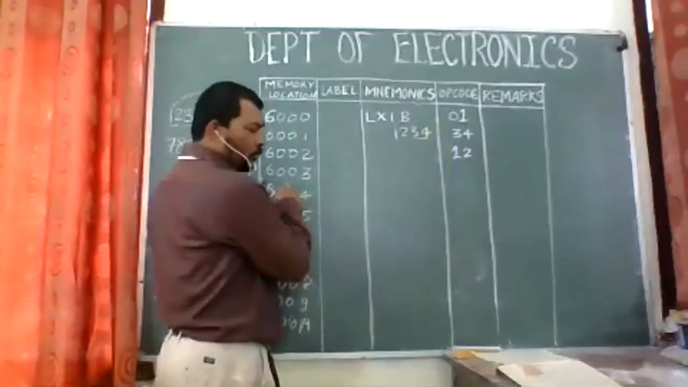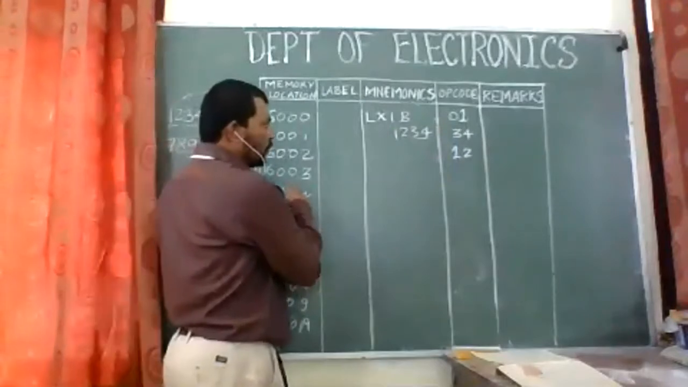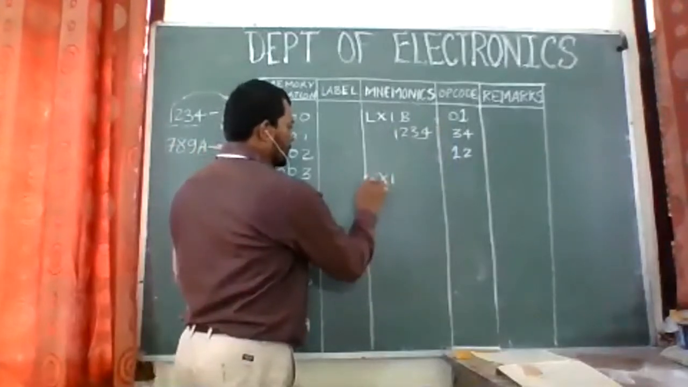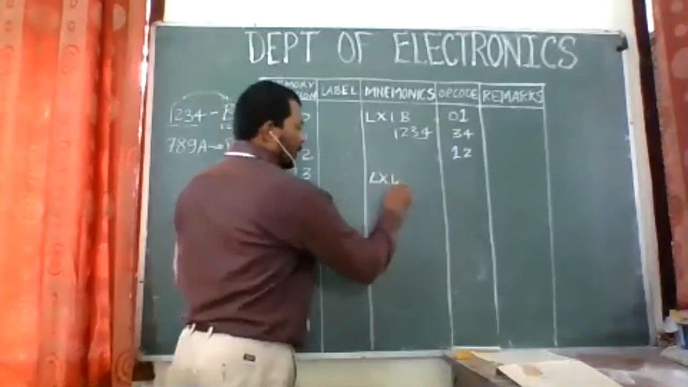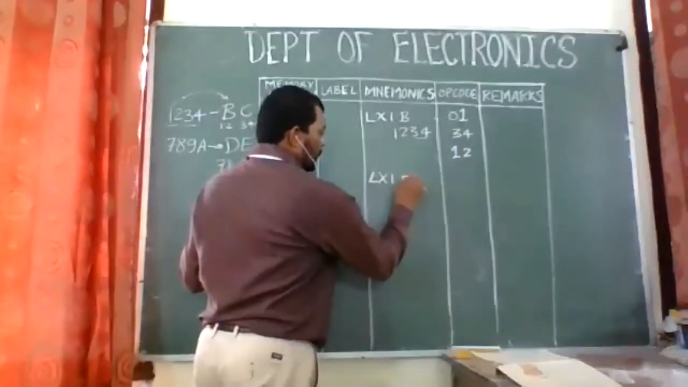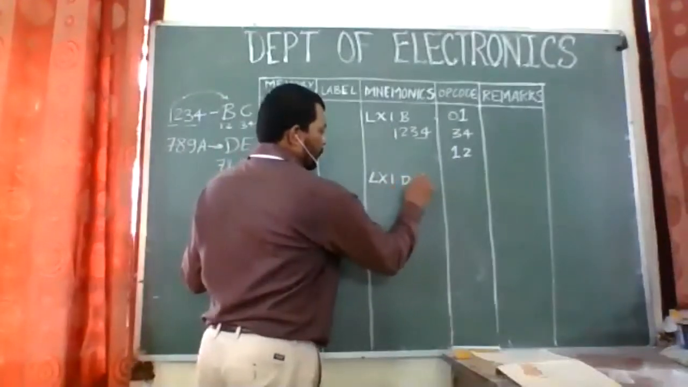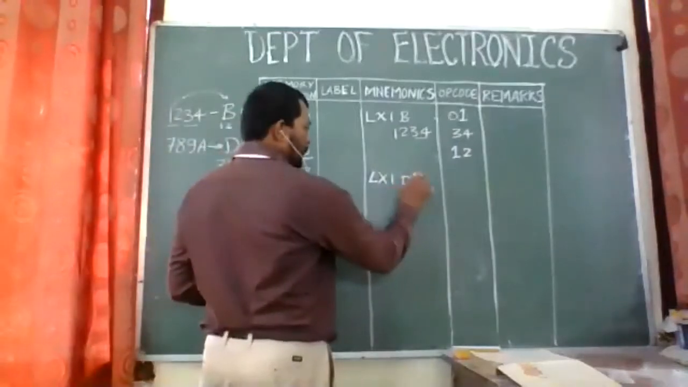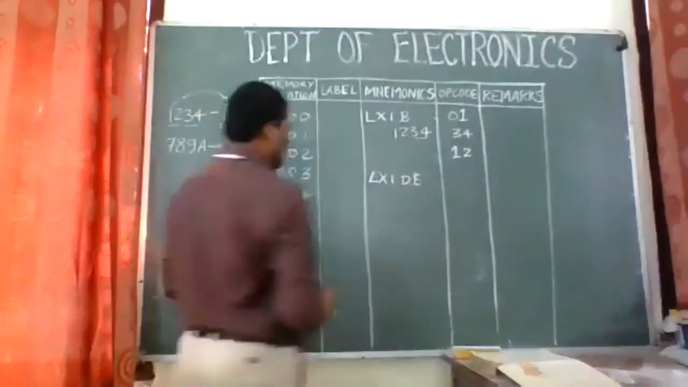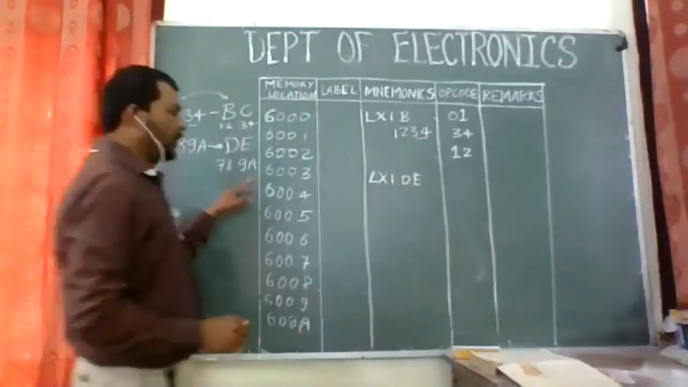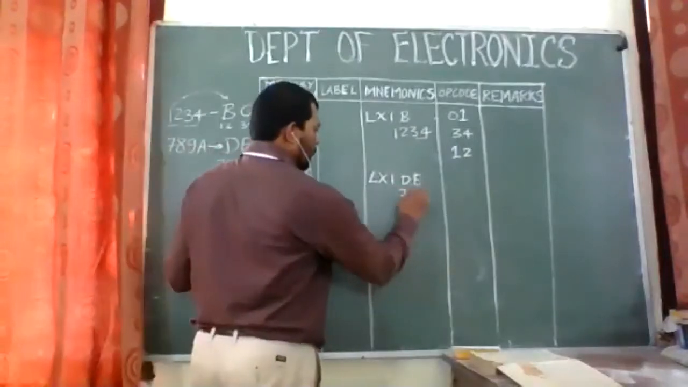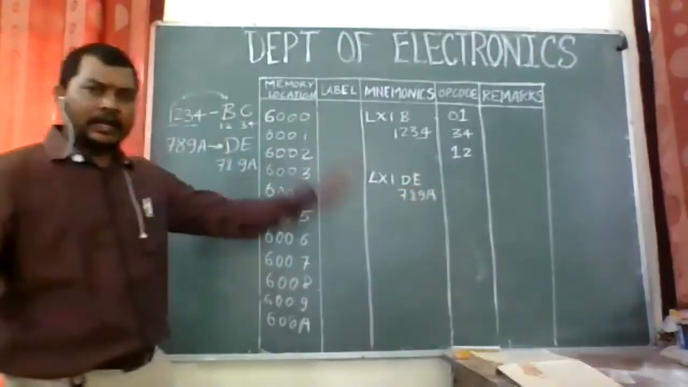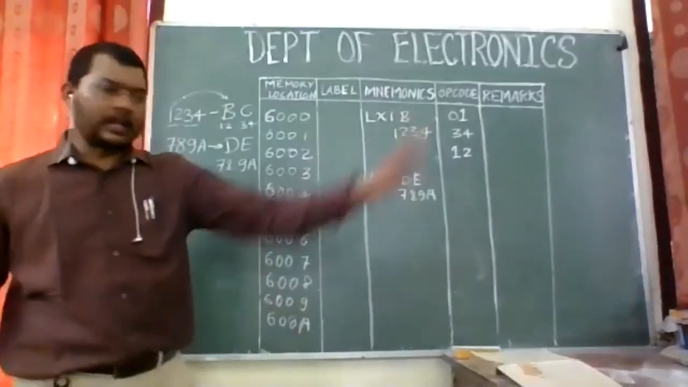Then in the 4th memory location 6003, we'll again use another instruction, that is LXI. LXI now we'll use D. D means DE pair, and the data is 789A. So this is a DE pair, right? So the data I'm writing here is 789A. While writing, we'll write like that only in a single line.